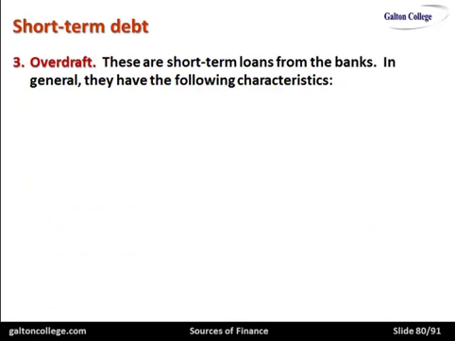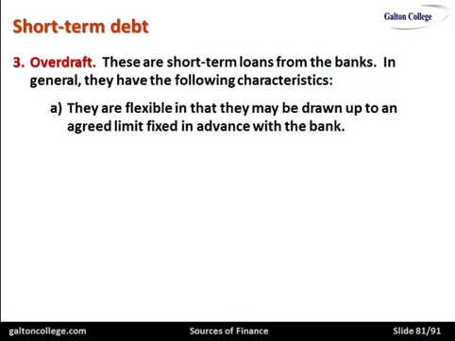There's also overdraft facilities. These are short-term loans from the banks. Now, overdraft facilities have the following characteristics. They're very flexible in that they may be drawn upon. They may have an agreed, fixed limit in advance with the banks, but an overdraft facility doesn't have to be used. It could be just an insurance that the company have if they need the resources. So they don't actually have to use the overdraft facility, but they may have it in place just in case it's required.